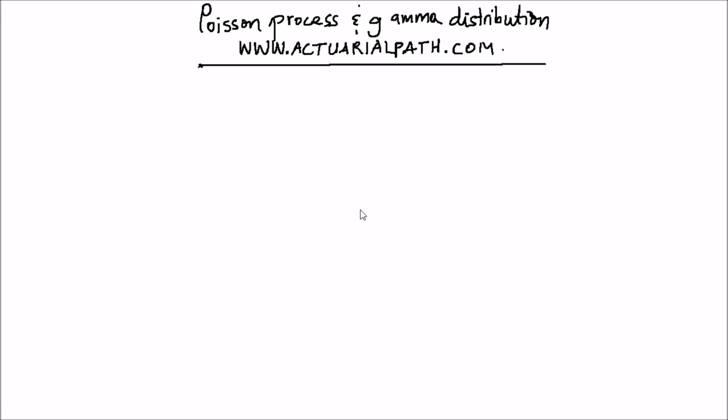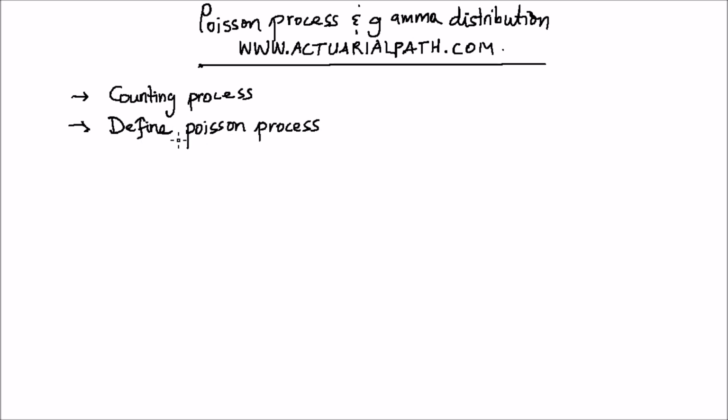Hello everyone, welcome to Actuarial Path lesson on Poisson process and the gamma distribution. We start this lesson with a couple examples of counting processes. Since the Poisson process is a counting process, we follow that by formally defining what a Poisson process is.